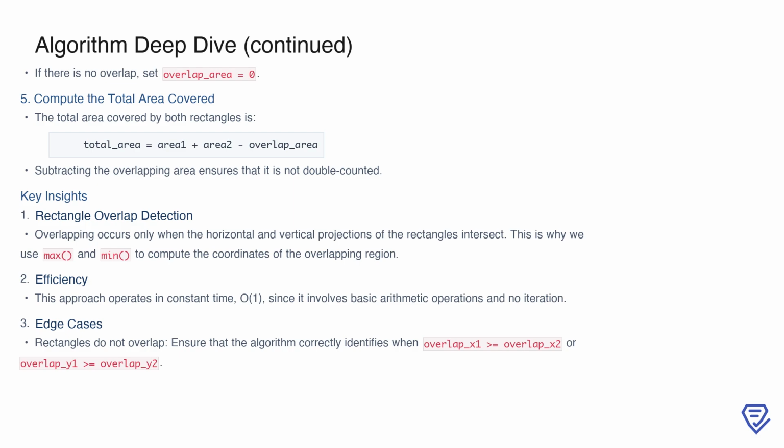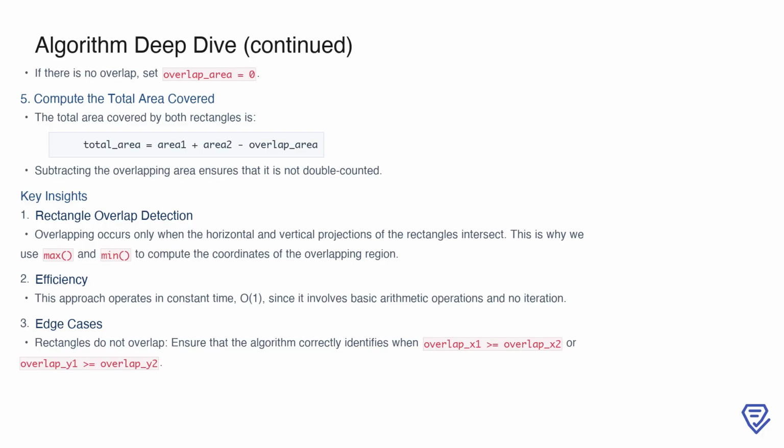There are several key insights to note here. First, the detection of overlap relies on the intersection of the horizontal and vertical projections of the rectangles, which is why we use max and min to find the coordinates of the overlapping region. Second, this approach is highly efficient, operating in constant time, O(1), since it involves only a sequence of simple arithmetic operations. Finally, we need to handle edge cases carefully.